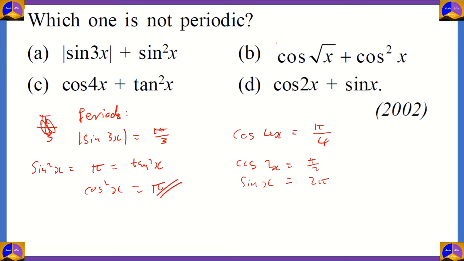So based on the given periods and the periods that you've already memorized, you would know that options A, C, and D are incorrect. These are periodic functions, but option B would be the correct option. Now, how do we do that? In option B, cos square x has the period pi, so it appears to be periodic. But we also need to find the period of cos root x.